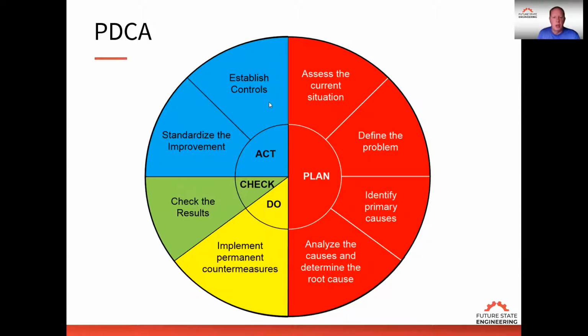Once you do the proper planning, you implement your permanent countermeasures, you check to see if those permanent countermeasures actually solve the problem or the situation that you're looking at. Then you standardize that improvement. Then the most important step is to establish those controls so that you don't backslide.